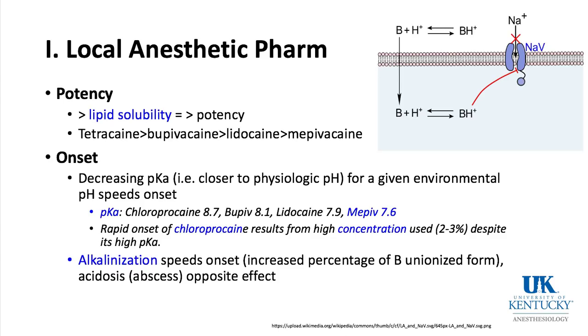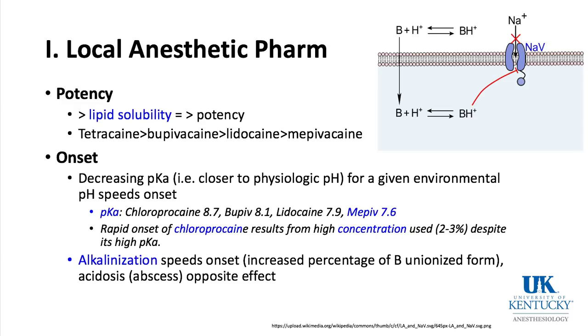The onset of local anesthesia is related to the pKa, which is usually ranging a little bit above body pH all the way up to about 9. So 7.6 for bupivacaine and up to about 8.7 for chloroprocaine.